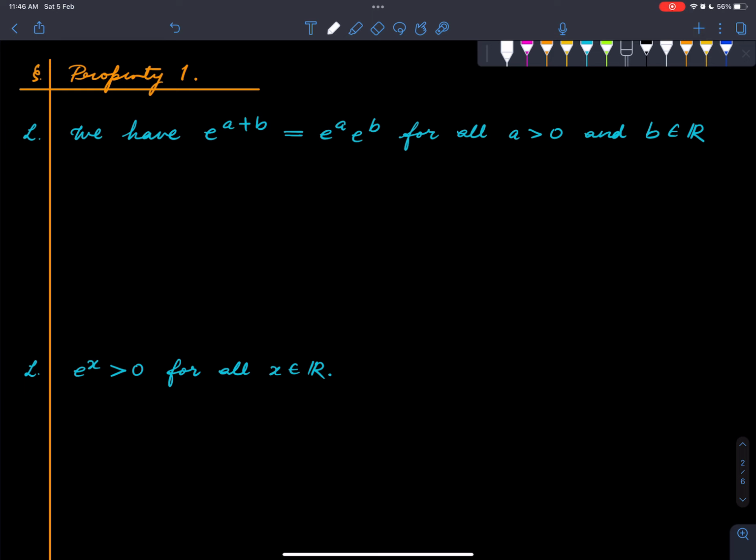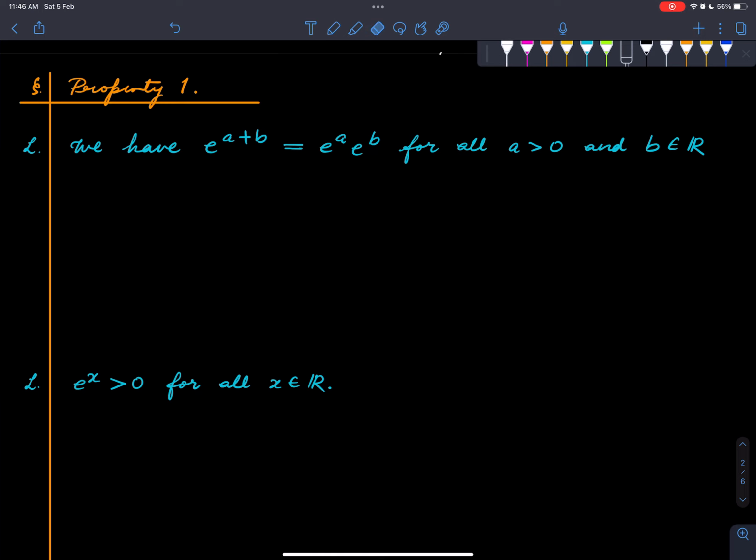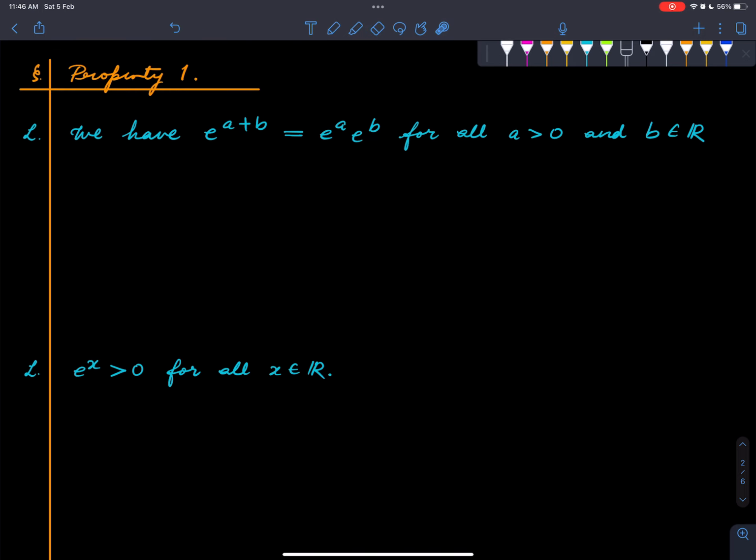So the first property we want to prove is that, well, first we have a lemma and then we have a more general version of this lemma, which is the property that I want to get to. So what is the lemma? You fix some a greater than 0 and some real number b. Then we want to say this.